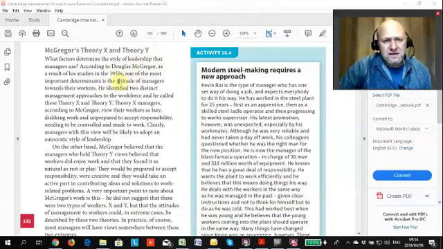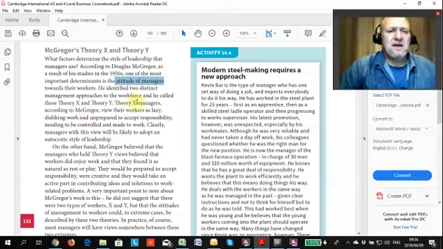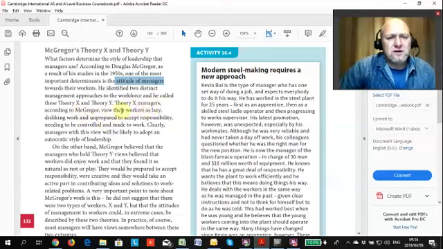This is very key because it's the attitude of not the worker to the manager, but the manager to the worker. He identified two distinct approaches in the workforce and called them Theory X and Theory Y. Theory X managers, according to McGregor, view their workers as lazy, disliking work, and unprepared to take responsibility, and needing to be controlled and made to work.